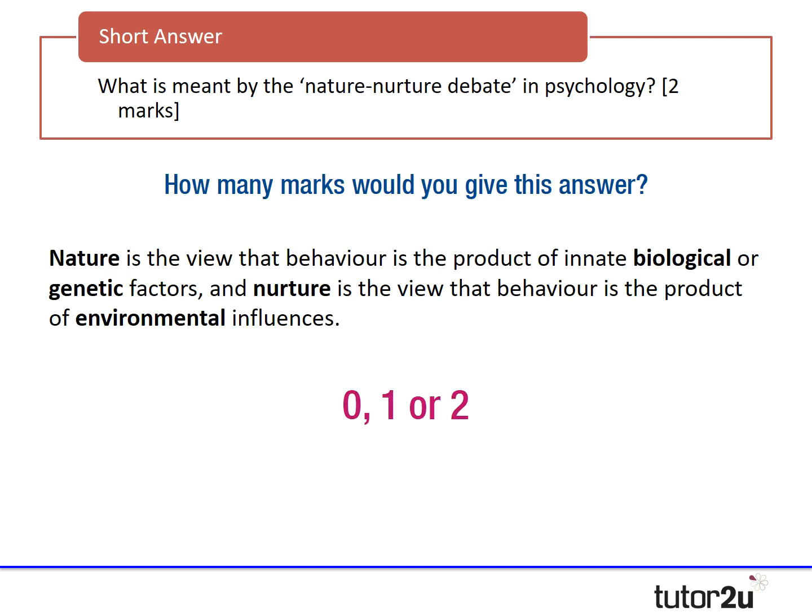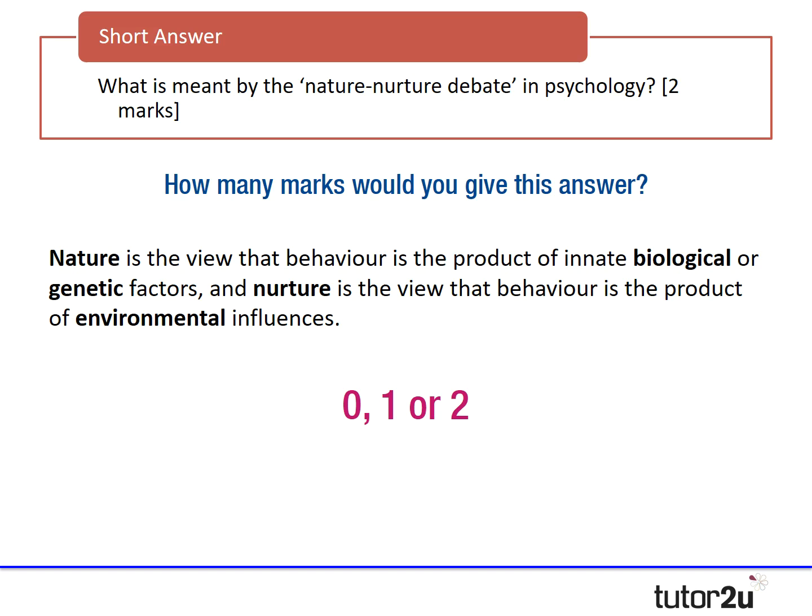Now, with that in mind, let's take a look at that short answer question. So what's meant by nature-nurture debate in psychology? And I want you to consider how many marks this answer would be worth, okay? So nature is the view that behaviour is the product of innate, biological or genetic factors. And nurture is the view that behaviour is the product of environmental influences. So you'll see here, I'm just going to let you ponder on that particular question for a moment. You'll see here I've literally just taken the definitions from my earlier slides, defined nature, and I've defined nurture, okay?